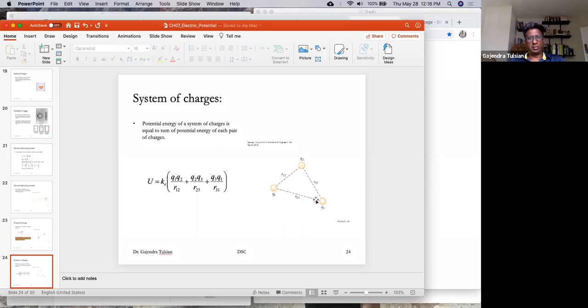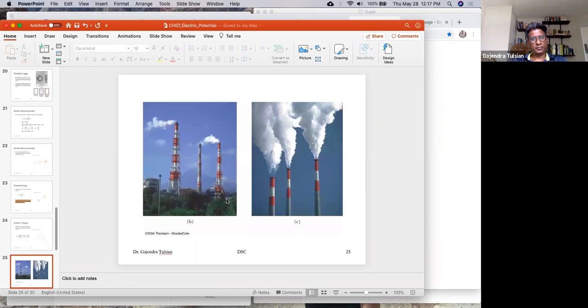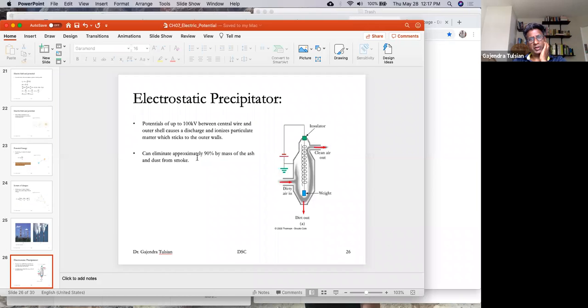So here's the potential energy of a constellation of charges. It's just the sum of the potential energy due to independent pairs, and so on. Okay. So this was the electrostatic precipitator that we saw in the last chapter as well. This is smoke without an electrostatic precipitator in place. And if you turn on the electrostatic precipitator, you can remove almost all particulate matter, over 90%, actually close to 99%.